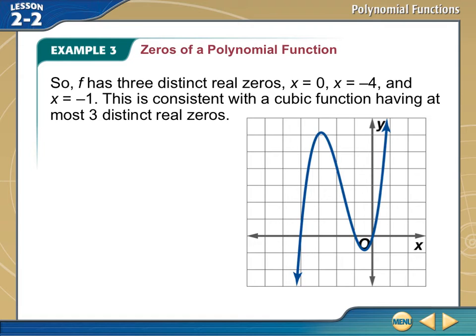Well, take a look. Here are the zeros that we found. Here they are graphed on this graph, and this is definitely consistent with a cubic function having at most 3 distinct real zeros. And check out the terms. Here's 1 and here's 2. These types of rules will help us to graph without even needing a calculator.